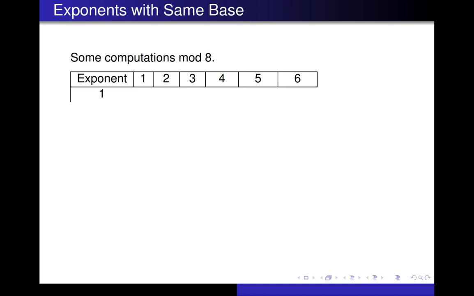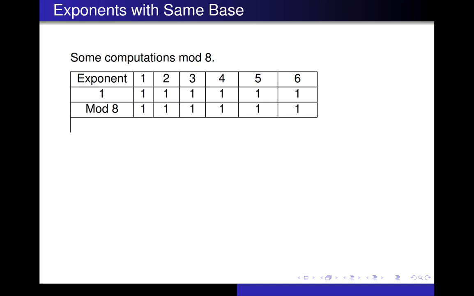So we're going to start with powers of 1. And those are actually pretty easy, right? So 1 to the 1 is equal to 1, 1 to the 2 is also equal to 1, 1 to any power is equal to 1, and when you take that mod 8, you still get 1. The idea here being, if I take different exponents of 1, I don't get a whole lot of numbers, I just get 1.